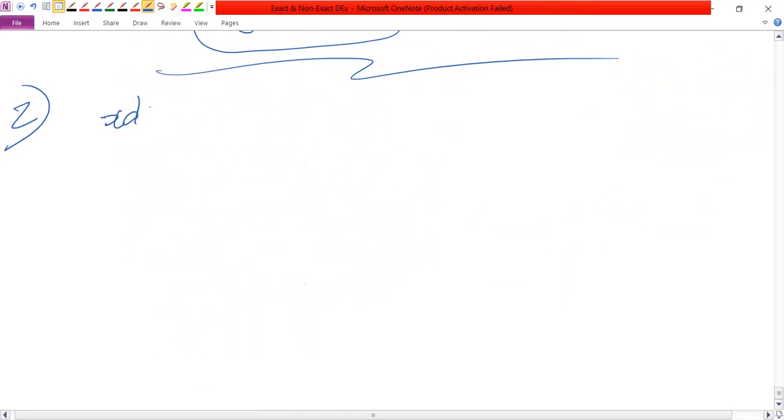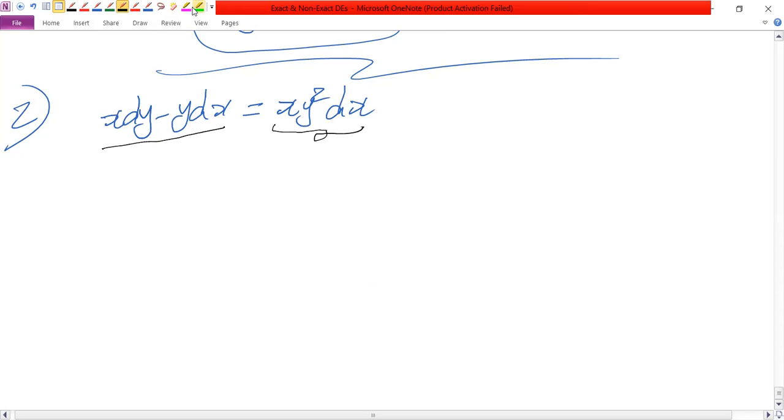The problem is x dy minus y dx equals to xy square into dx. Now tell me, what are the group of terms we have here? x dy minus y dx are the group of terms. What are the non-group of terms? This one: x into y square into dx.